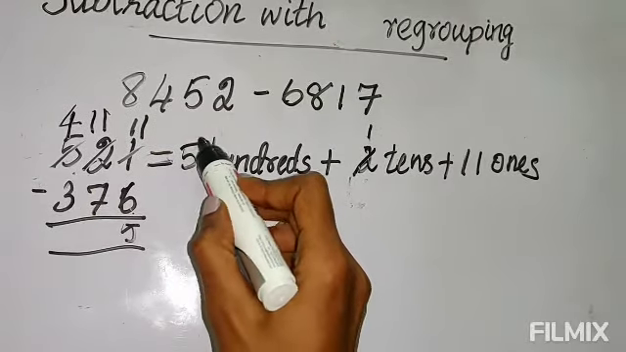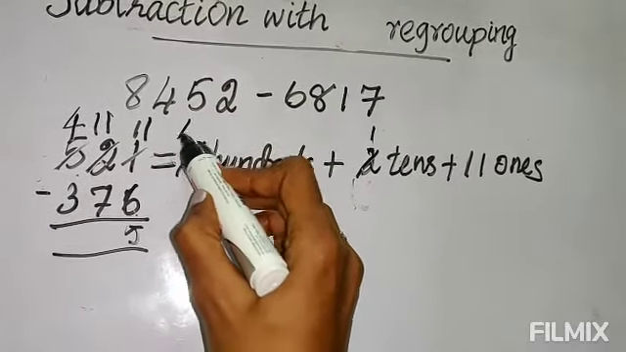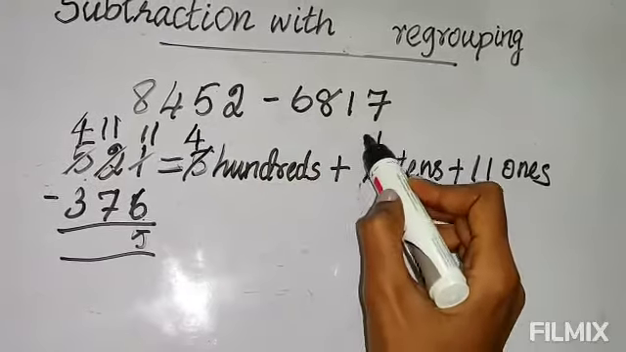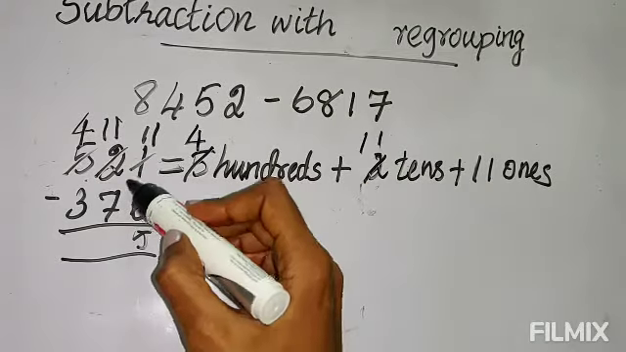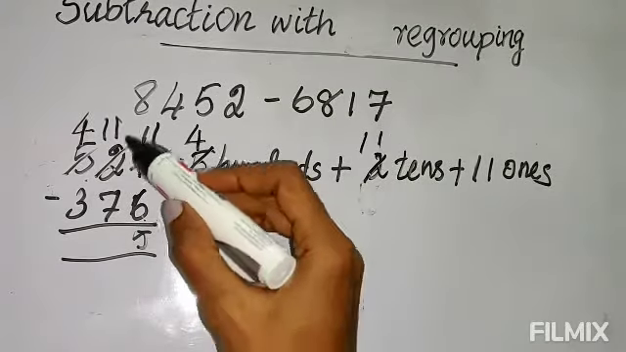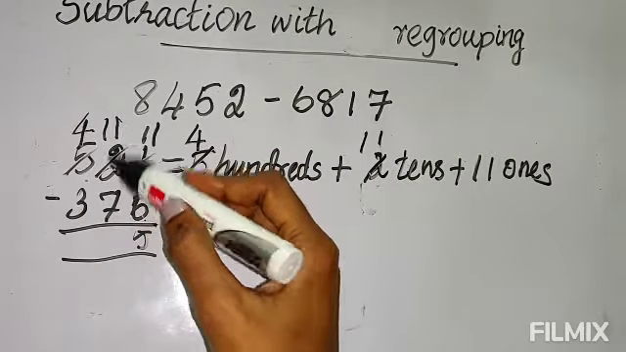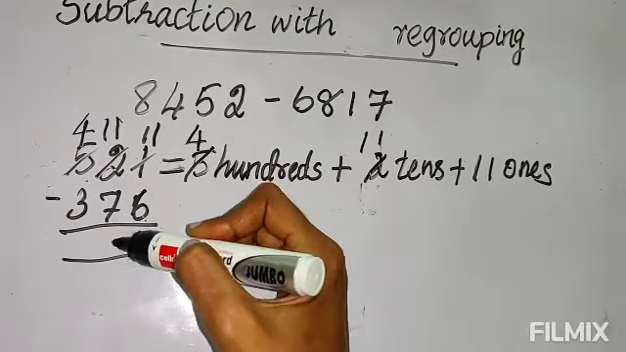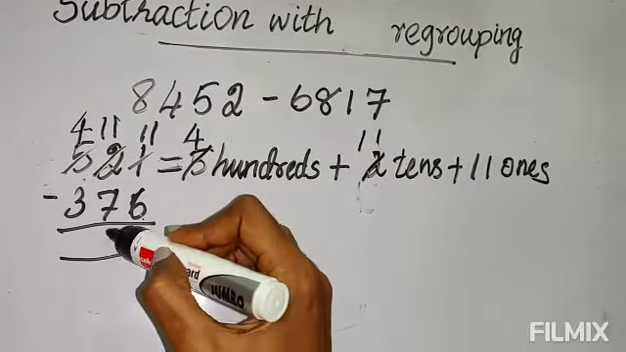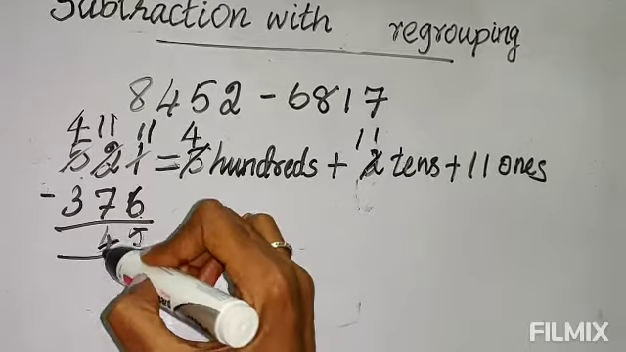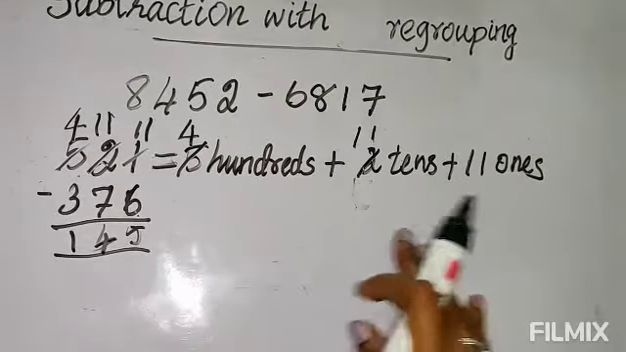So now if you write here, this will be 4, and here it will become 11. So 11 tens and here 400. Now this has become bigger than this number. So 11 minus 7, you will get 4. And 4 minus 3 is 1. So this is the answer. This is the way we regroup.